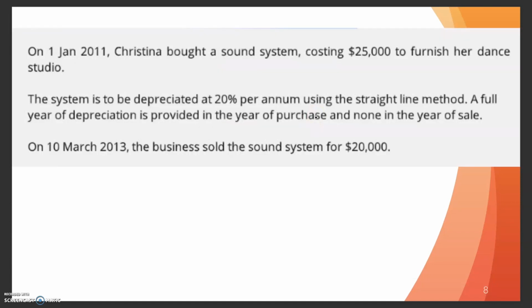And we will present this gain or loss in the income statement, either as other income or as an expense. Let's take a look at this example where the business purchased a non-current asset that is being depreciated using the straight line method at 20% per year. 3 years later, the business sells the system for $20,000.